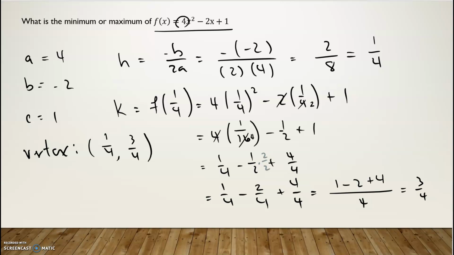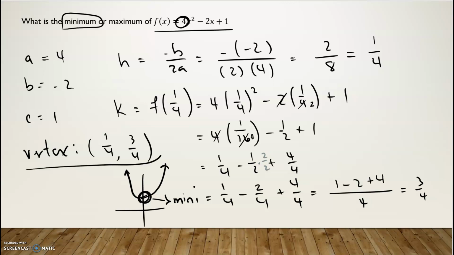Now because this number here, the number right in front of the x squared, is a positive, we know that the parabola is going to open upward like this. If it's going to open upward, this is the vertex, which means the vertex is occurring as the minimum value. Okay, so the minimum value is the vertex of 1/4, 3/4.